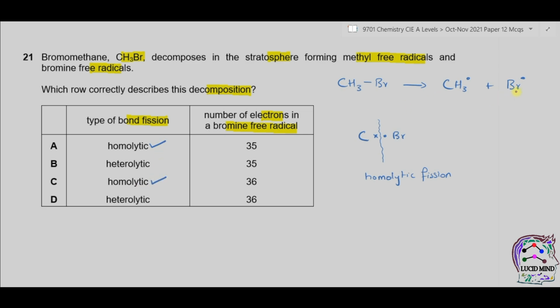Second thing is bromine radical. As we can see that there is no negative charge, so it means it is overall neutral. So number of protons will be equal to number of electrons. The atomic number of bromine according to periodic table is 35. So there must be 35 protons, or we can say that 35 electrons are present in bromine free radical. Correct answer is part A.